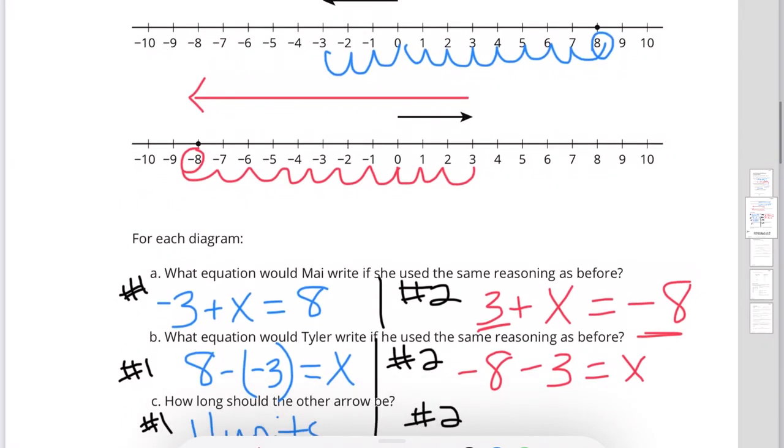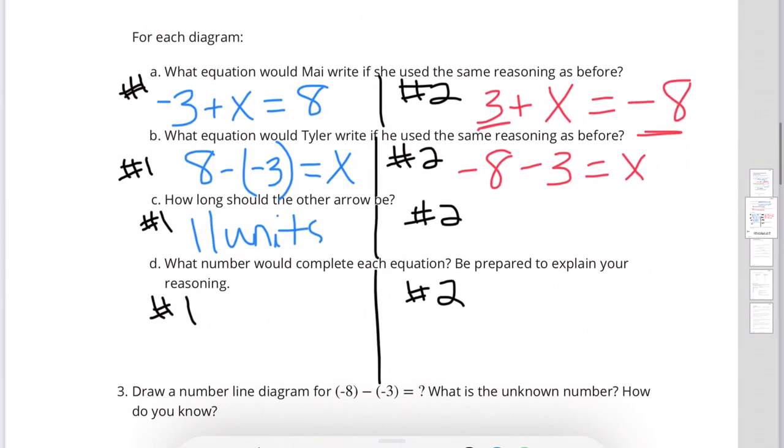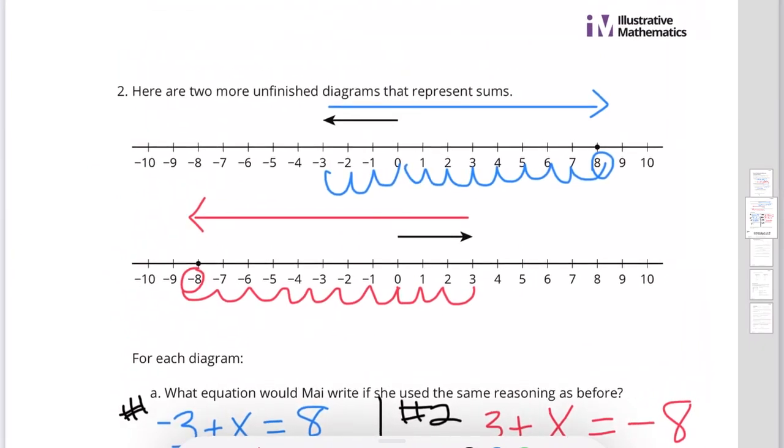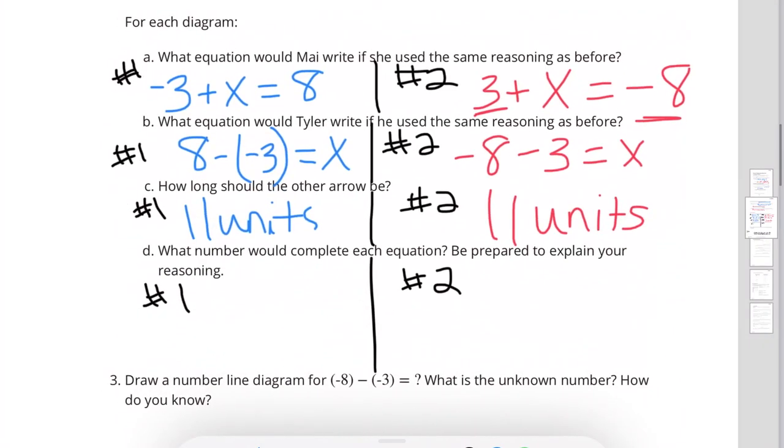For the second diagram, it was the same thing, 11 units. So D wants to know what number would complete each equation. So negative 3 plus what equals 8? Well, I know when I was up here at negative 3, I had to travel 11 units to get to positive 8. And I traveled in the right direction. So therefore, my number would be positive 11.